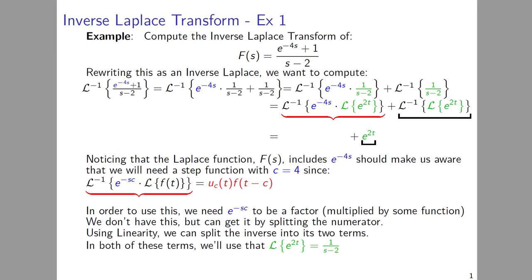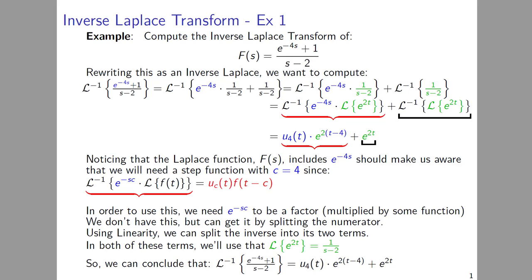Using the property we found, this is going to be u_4(t), since c equals 4, times our function e^(2t) evaluated at t - 4. So we have u_4(t) times e^(2(t - 4)). Putting this together, we can conclude that the Laplace inverse of (e^(-4s) + 1)/(s - 2) is u_4(t) times e^(2(t - 4)), all plus e^(2t).